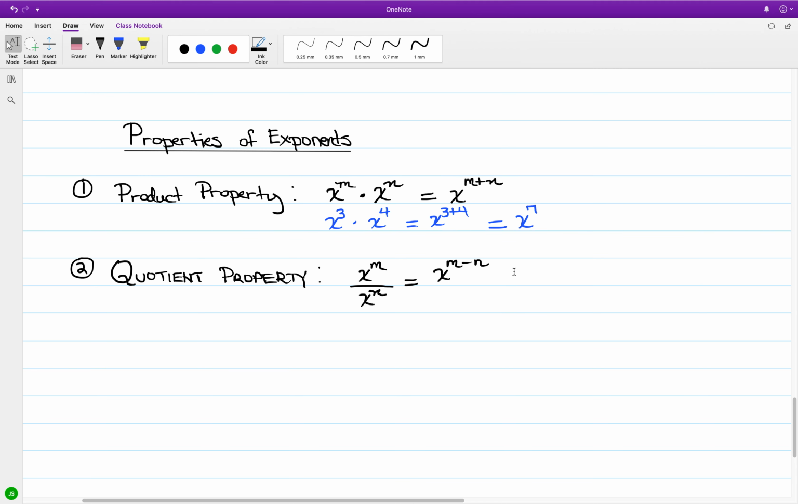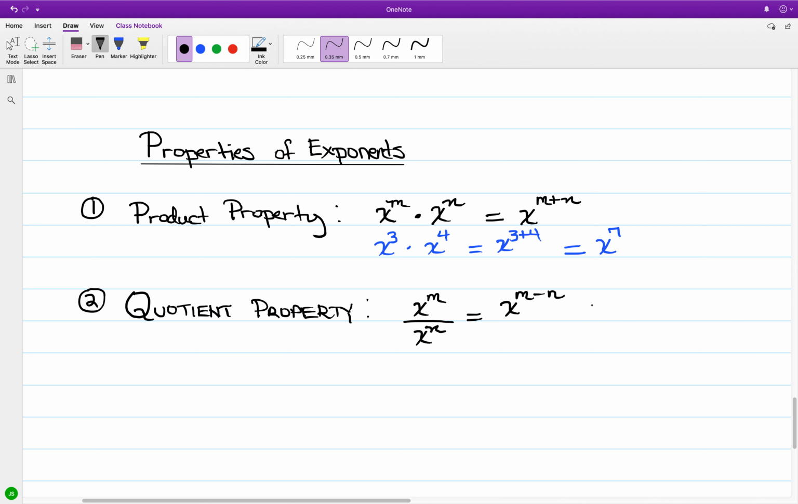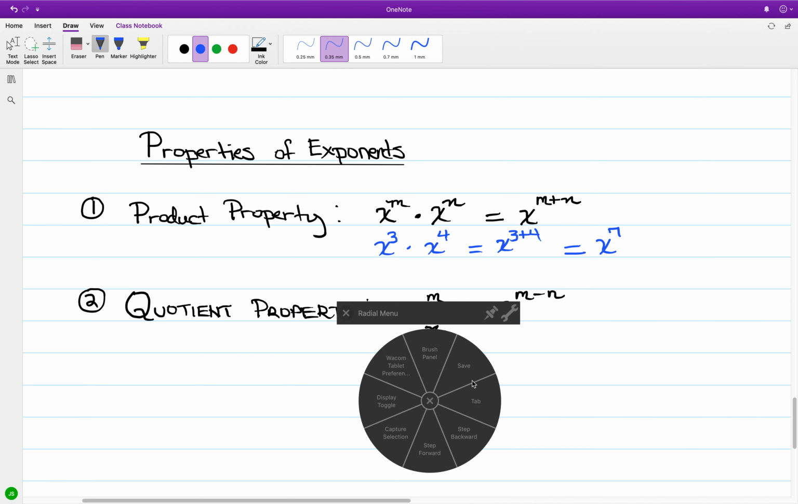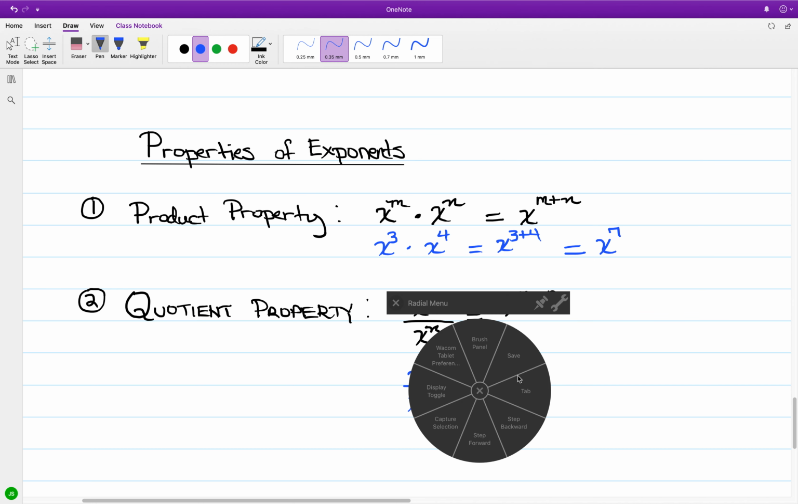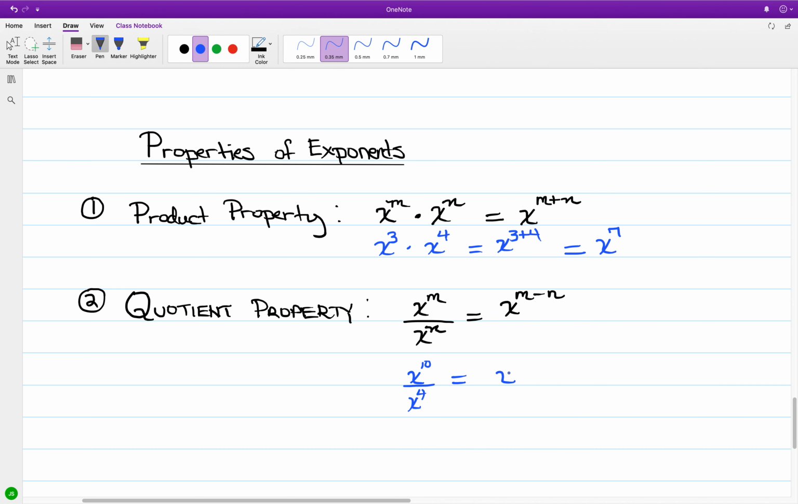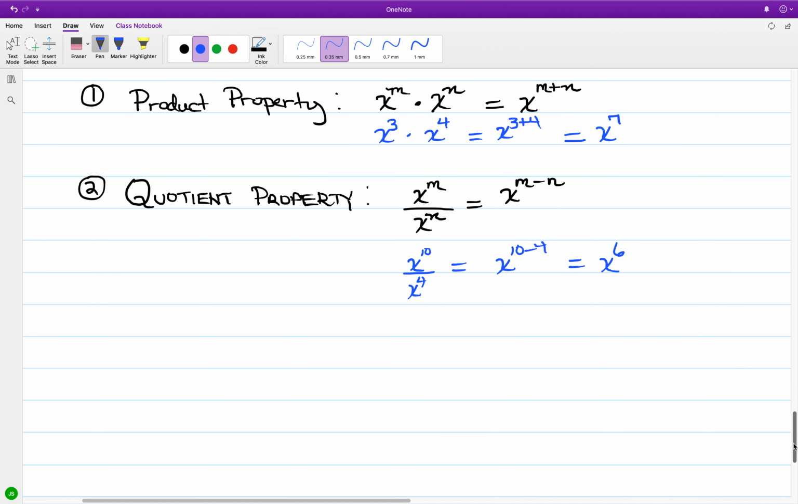And so x to the m over x to the n is equal to x to the m minus n. And as an example, let's say we have x to the 10th divided by x to the 4th, and this is going to be equal to x to the 10 minus 4 degree, and the outcome will end up at x to the 6th. So we have at the start the product property and the quotient property.